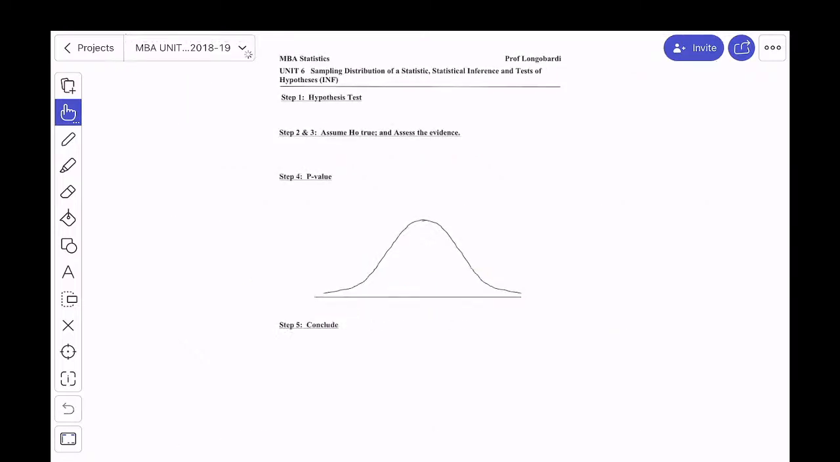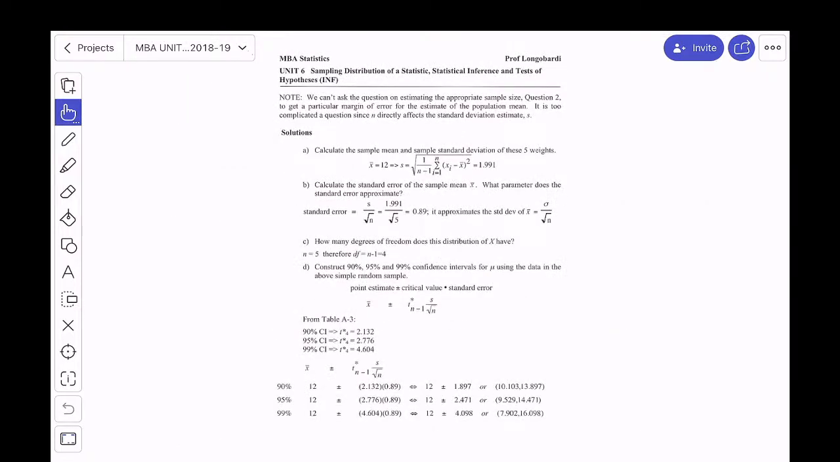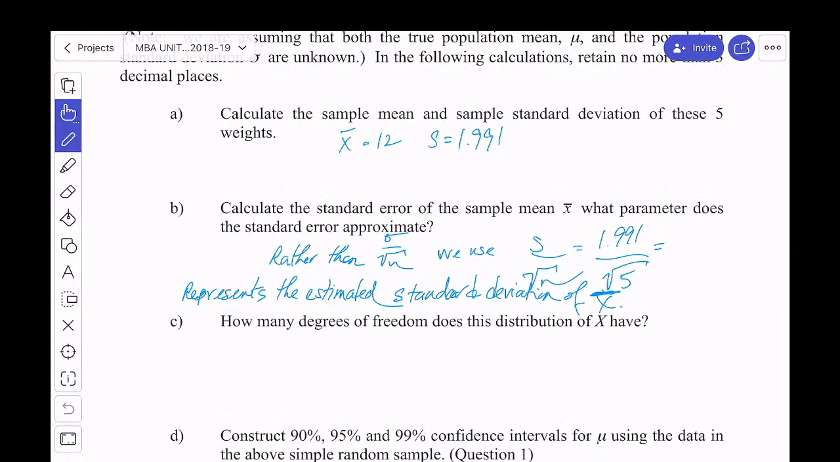So I have the answers here. 0.89, okay. So this is 0.89. Now how many degrees of freedom does this distribution of x bar have? It has n-1, or 4 degrees of freedom.